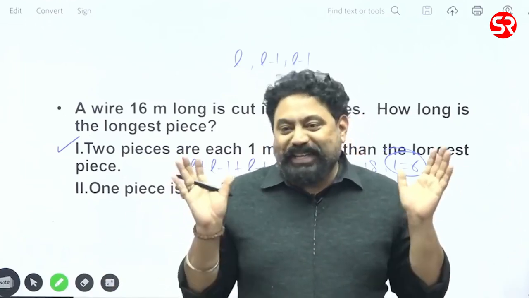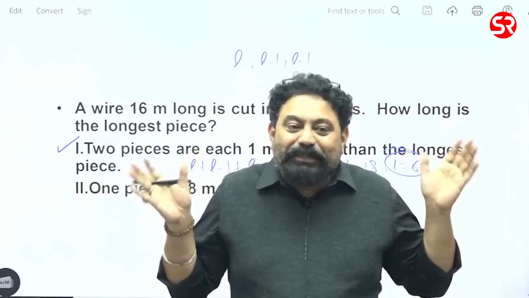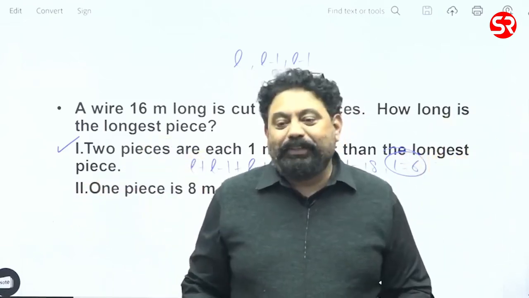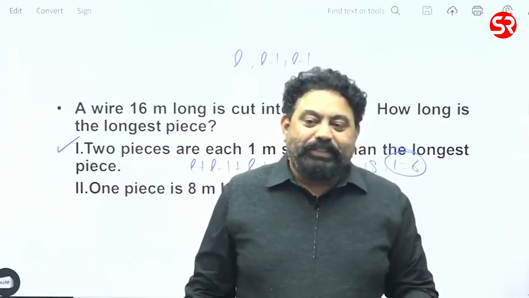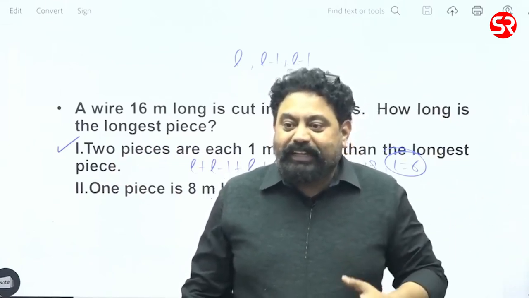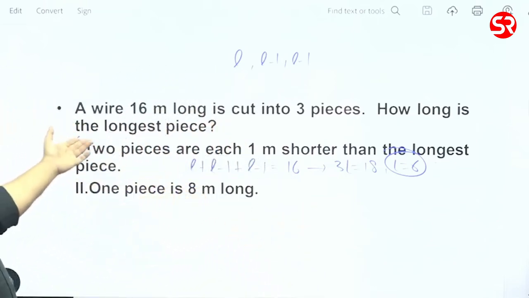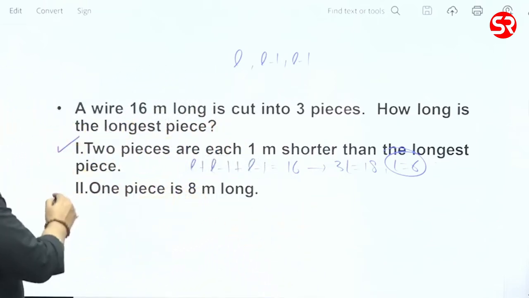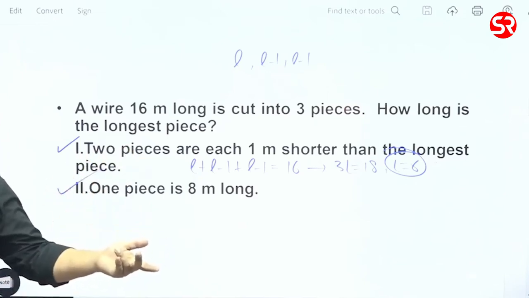If you have 16 meter long wire and you are cutting it into 3 pieces, one piece is 8 meter long, remaining 2 pieces have to be less than that, because half the length is taken by one of the pieces, that is the lengthiest piece. So he says one piece is 8 meter long. So how long is the longest piece? 8 meter. दूसरी is also giving you answer. Longest piece क्या होगा? 8 meter होगा फिर.